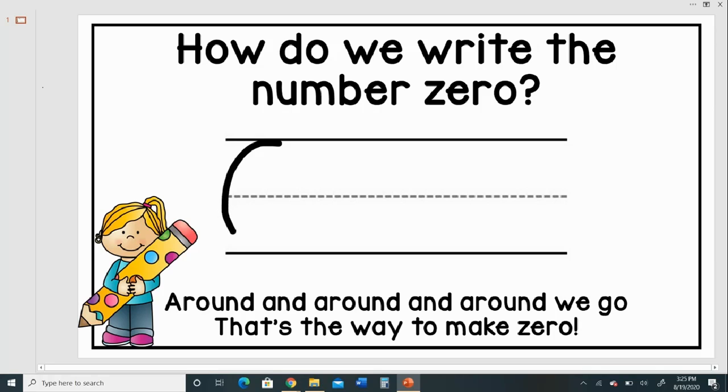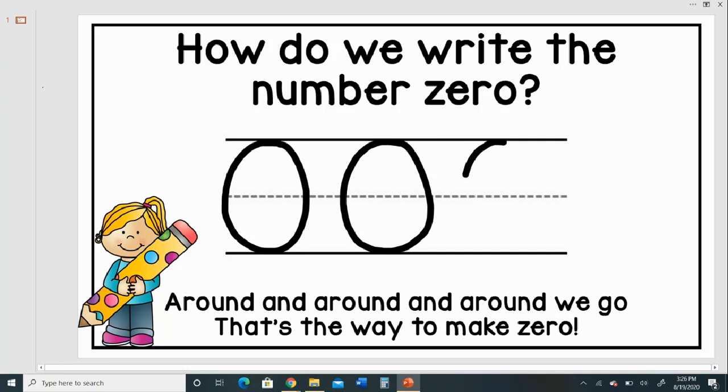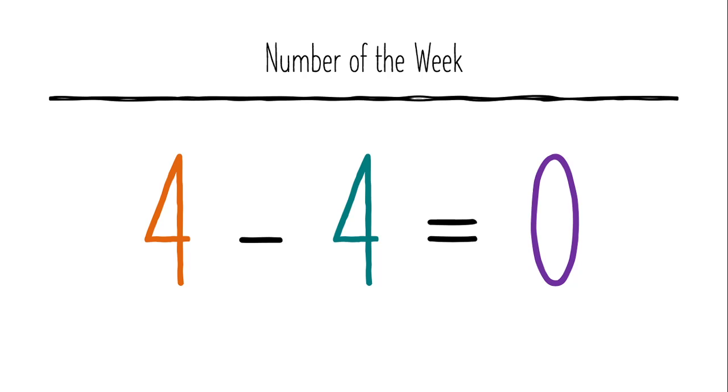Around and around and around we go. That's the way to make 0. Let's try it again. Around and around and around we go. That's the way to make 0. Your turn. Let's see if you can say it this time. Nice job. Great job. Now let's move on to a number fact about the number 0.